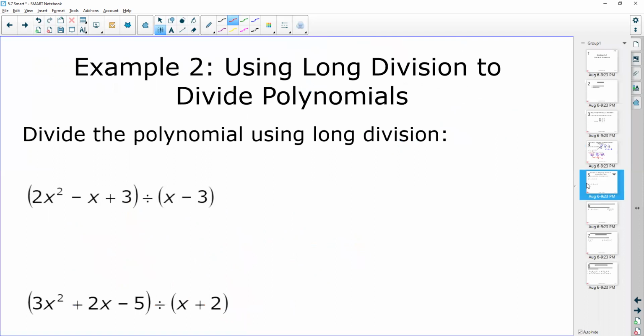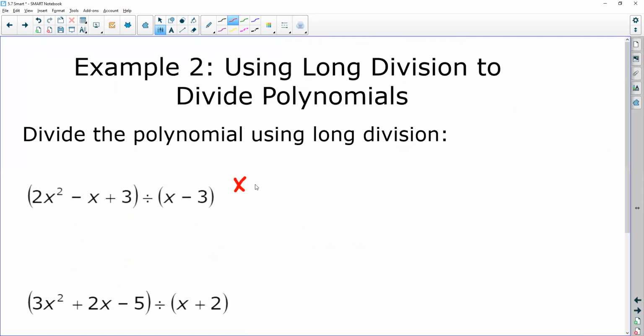The other process we need to learn in here is long division. So I'm going to step through this pretty slowly initially, and you need to practice this. We're going to set this up just like we would long division, like when you're a little kid in 4th grade. So x minus 3 is on the outside. Inside the division symbol goes 2x squared minus x plus 3.